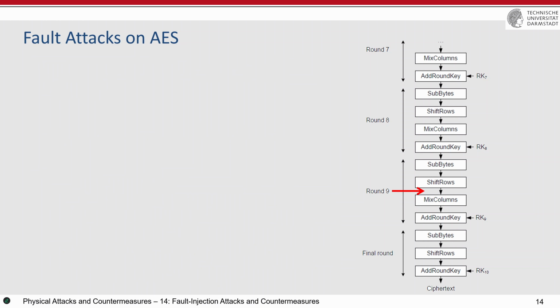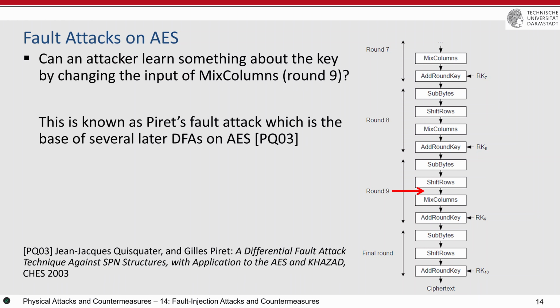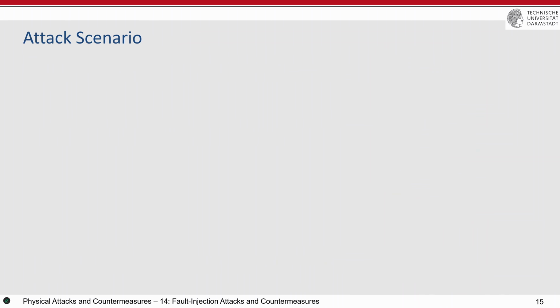Now we go one step higher, at round 9, to the input of the mix columns. And this is actually a very well-known attack, and this was the start of a lot of other attacks. This is the main DFA, which considers a more realistic fault model, published in 2003. This is actually called differential fault attack, a technique against SPN structures with application to AES and some other ciphers. Let's see how the attack works.